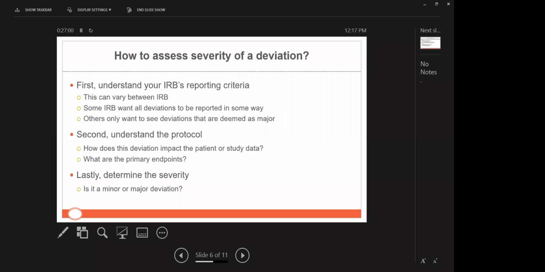Okay, and then lastly, you want your principal investigator to determine the severity. Is it a minor or a major deviation? That then helps you take the next step with the deviation.